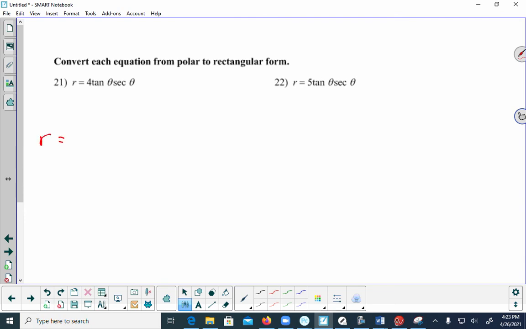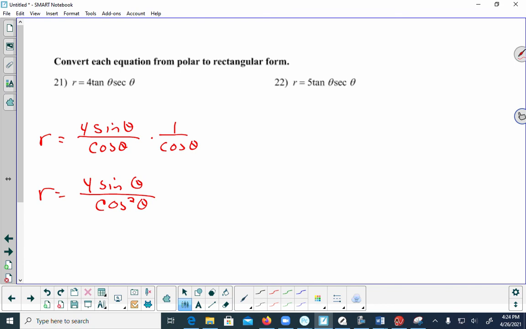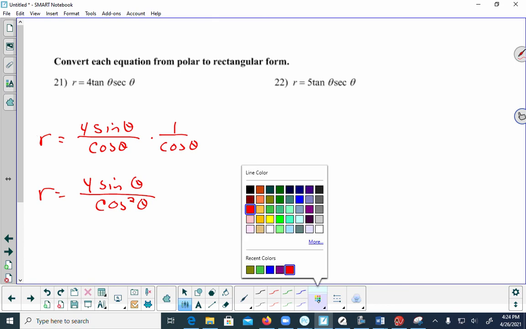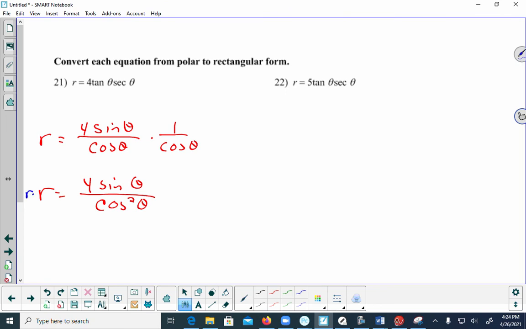So I'm going to say r is equal to 4 tangent, and tangent is sine of theta over cosine of theta. And then secant is 1 over cosine theta. So I'm going to think of this as r is equal to 4 sine theta, and then I'm going to rewrite this as cosine squared theta. So that didn't do anything for the r. So what I'm going to do is multiply both sides by r. So I'm going to multiply this side by r. And when I multiply this side by r, I'm multiplying by r over 1.